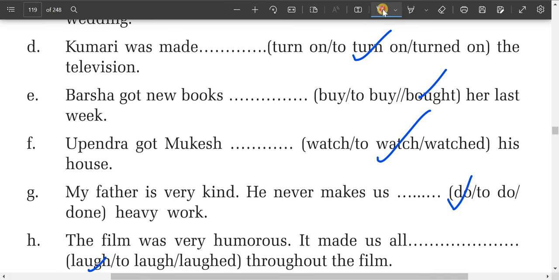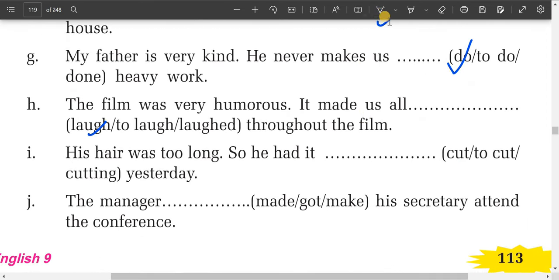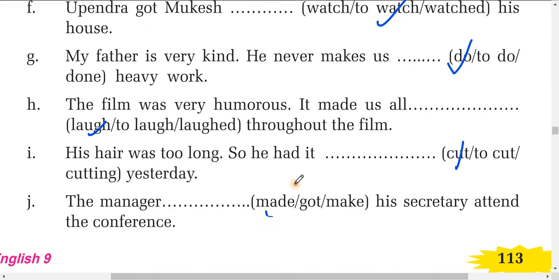Okay, these students. The next one is, okay, next. His hair, okay, let's see. His hair was too long, so he had it cut. And the manager made his secretary attend the conference. Okay, this was for today, dear students.